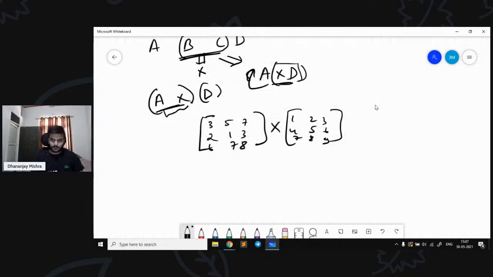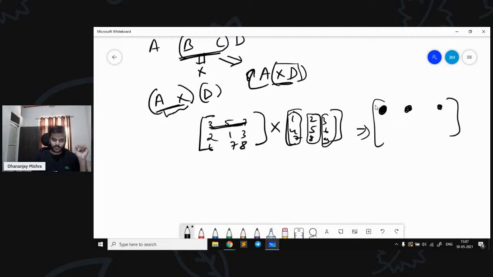you just pick up this row and multiply all the elements with the first column of the second matrix, and you put the result in the first cell of the final answer. Again, you pick this row, multiply it with this one, put the answer here. In this manner, secondly, you pick up this entire row, multiply it with this one, this one, this one, and you get the answer.